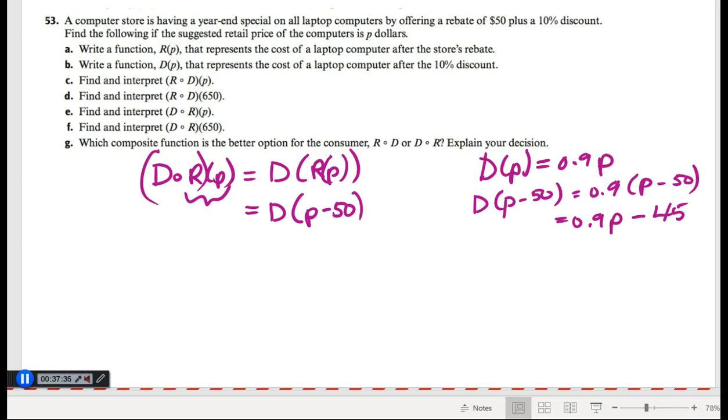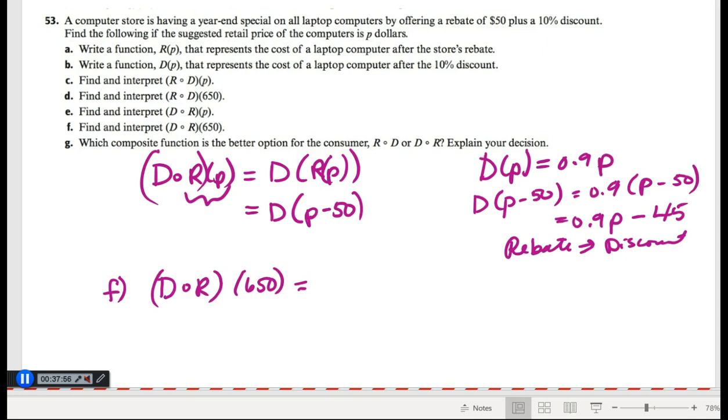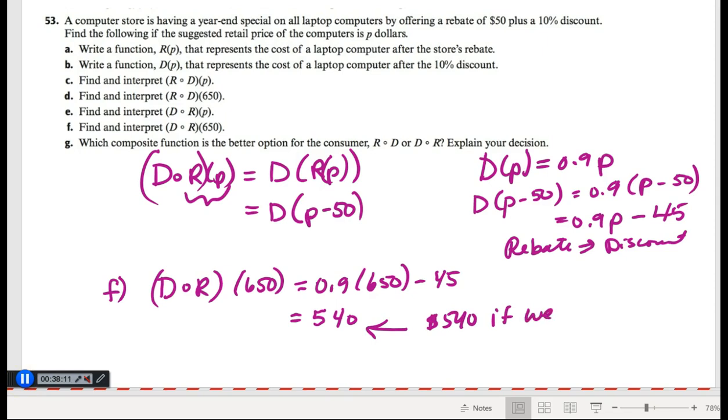Let's follow the chain reaction. The input is going to be first with a rebate. And then we're going to follow it with our discount. Part F asks us to apply D composed with R at 650. So we're going to take our function we just found in part E, and replace P with 650. This would be the price, $540, if we get the rebate first. And then we get the discount.